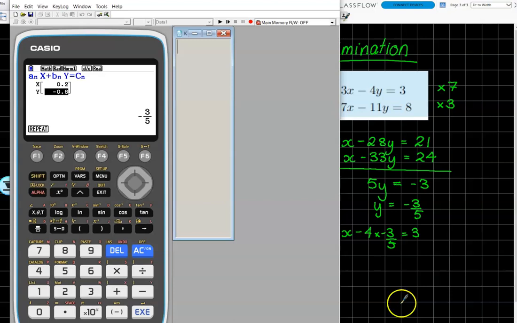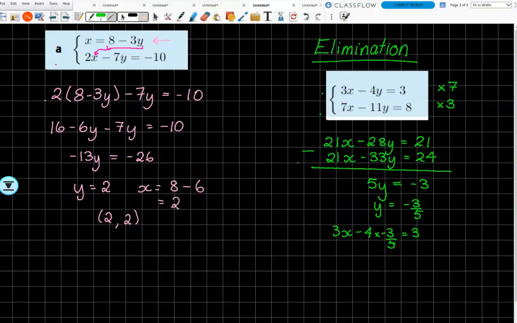If you didn't have your graphics calculator, how would you check that you were right? You substitute into both equations and we'll be good. All right? So, let's just practice.